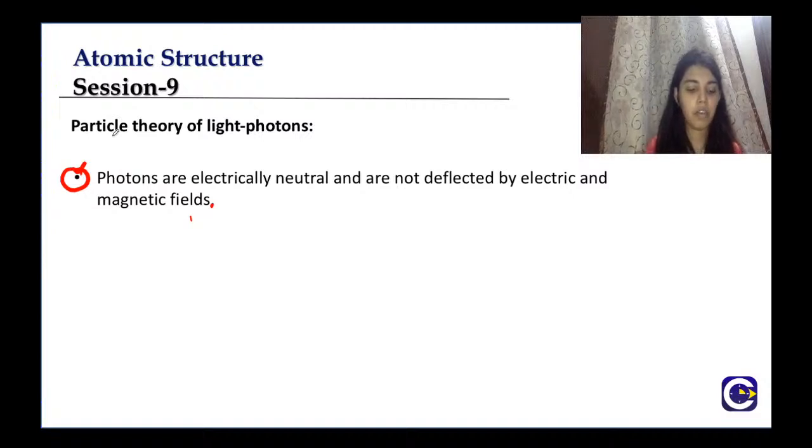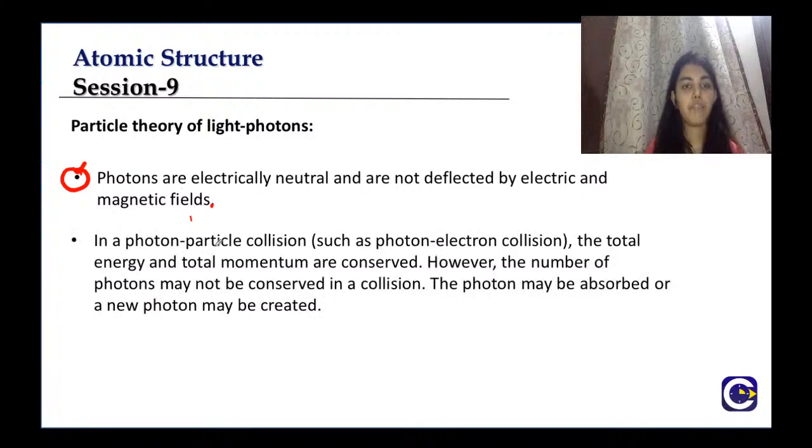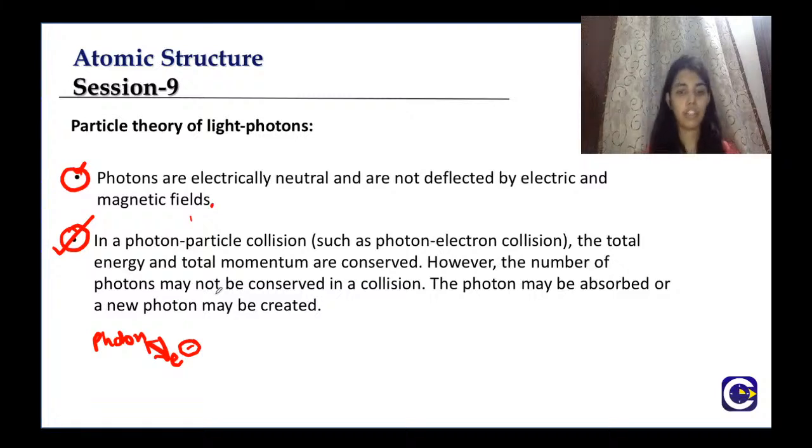Okay. Now here, in a photon particle collision, this was asked in some examination, so pay attention to this. In a photon particle collision such as photon electron collision, the total energy and total momentum are conserved. However, the number of photons may not be conserved in a collision because the photon may be absorbed or a new photon may be created. Now what does this mean? Let us say there is a photon and an electron colliding with each other. The total energy is conserved before and after the collision, and the momentum before the collision and after the collision is also the same, right?